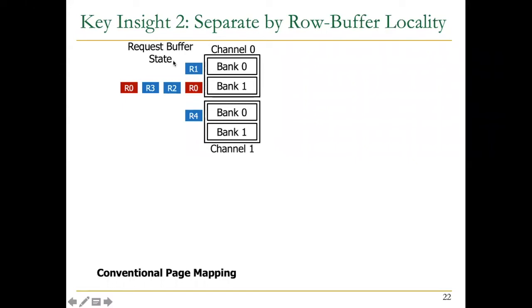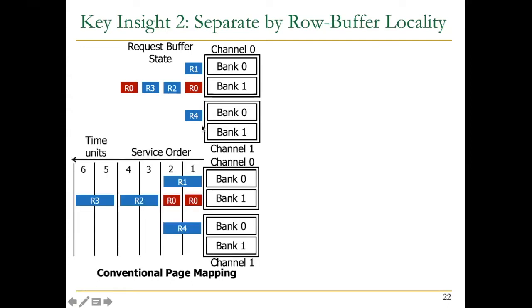So let's take a look at this example. This is the request buffer state. Again, blue and red applications. The red application has high row buffer locality, as you can see. The blue application has low row buffer locality. And these are the row numbers where the requests are going. So row 0 gets 2 requests in this case. You can see that with conventional page mapping, the red application finishes after 2 time units, but the blue application gets delayed for 6 time units.